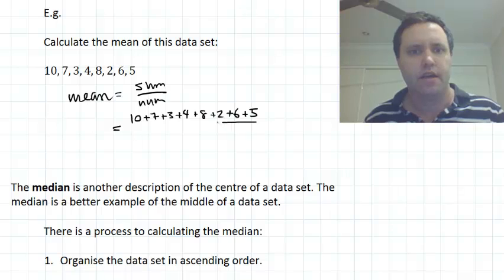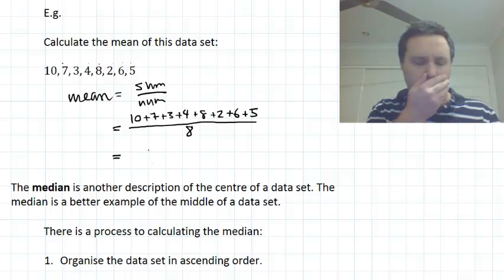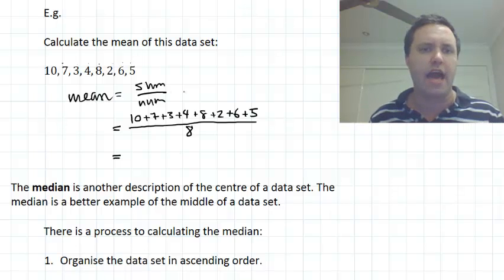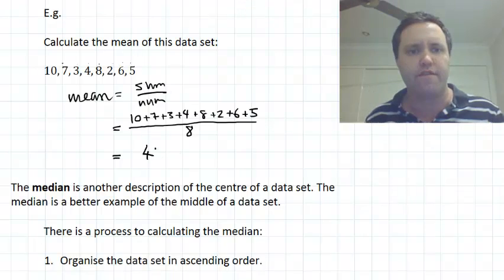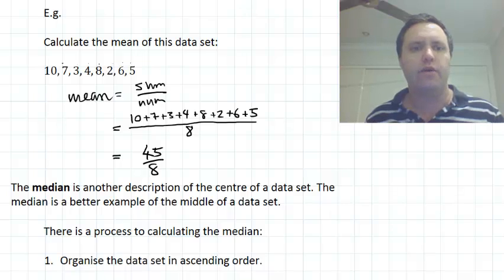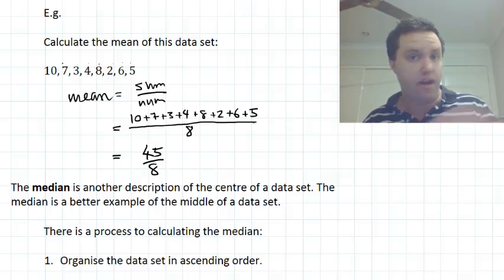Okay, and then put that all over the number of them. There's 1, 2, 3, 4, 5, 6, 7, 8 of them, all divided by 8. Okay, pop that in your calculator. So you can either add all these values up first and you would get 45 over 8, or you can just type that entire fraction into your calculator.